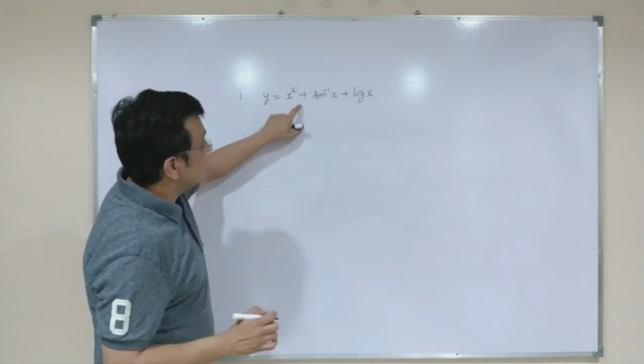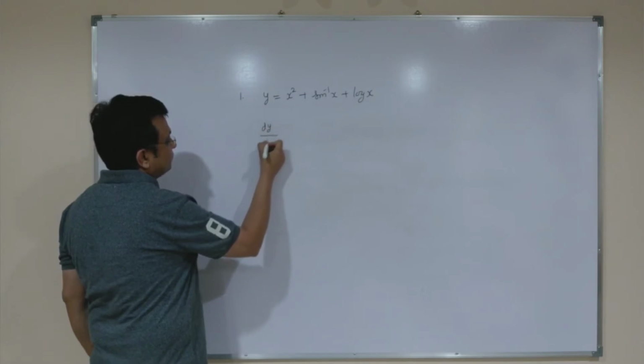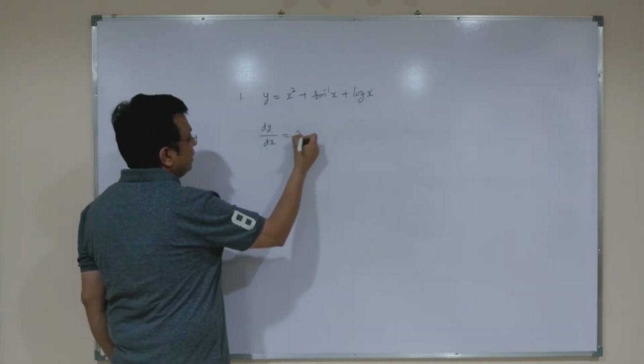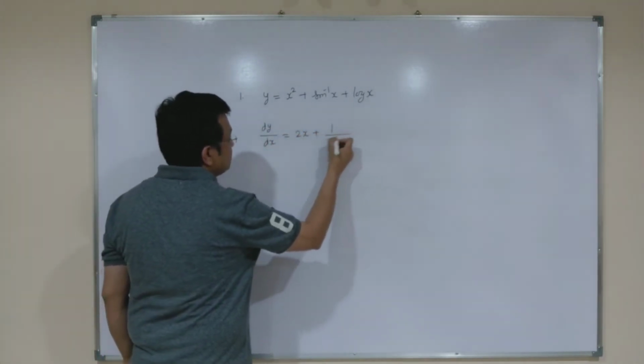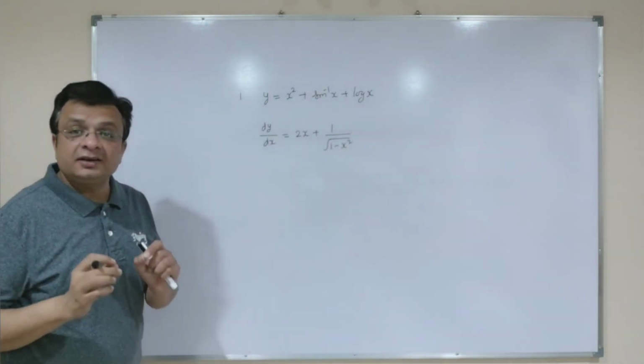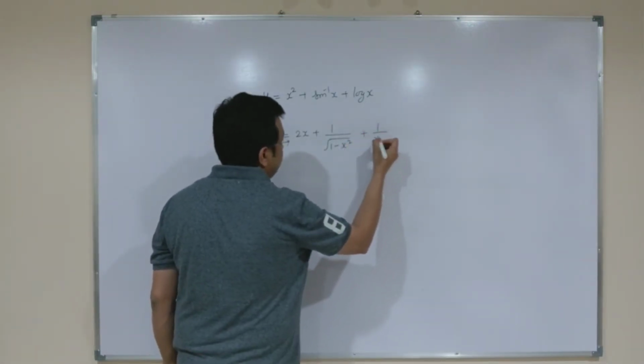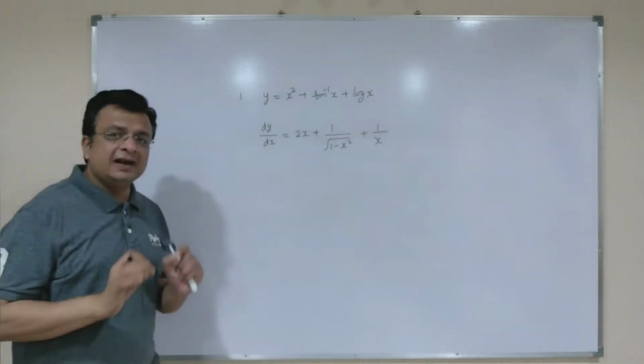As we can see that this is addition, so dy by dx directly. Differentiation of x square is 2x. Sine inverse x, all of us know it is 1 upon under root 1 minus x square. Plus log x, differentiation of log x is 1 by x. So this is as simple.